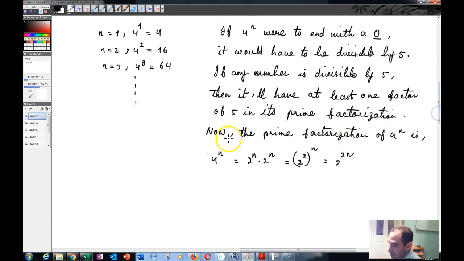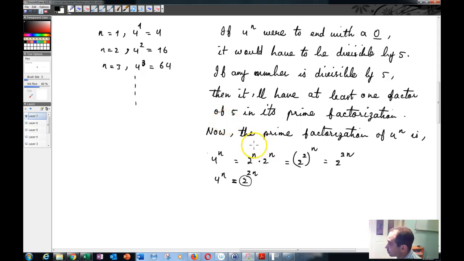So what this means is that 4 raised to the power n, which is equal to 2 raised to the power 2n, has only one prime factor, which is 2. Okay, so there is no 5 as a prime factor in this number. So this number is not divisible by 5, which means that for no value of n can it end in a 0.